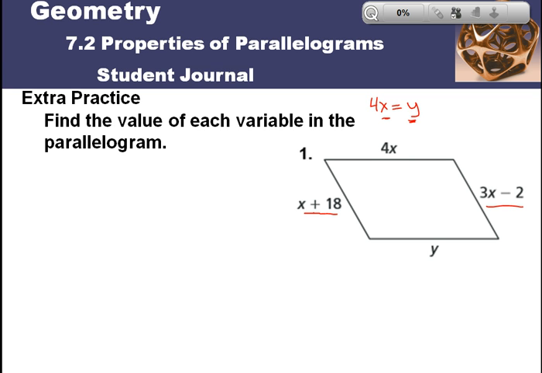And again, we know that opposite sides are equal. So I can say x plus 18 is equal to 3x minus 2. And the good news about this is I know these are both x's, so I can solve a problem like that. So it looks like the best thing we're going to do here is subtract x from both sides. And I get 18 is equal to 2x minus 2.